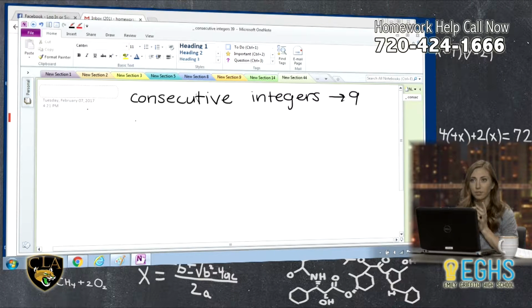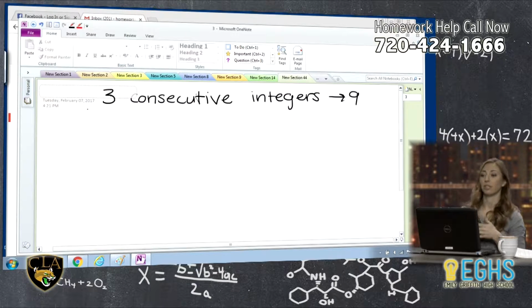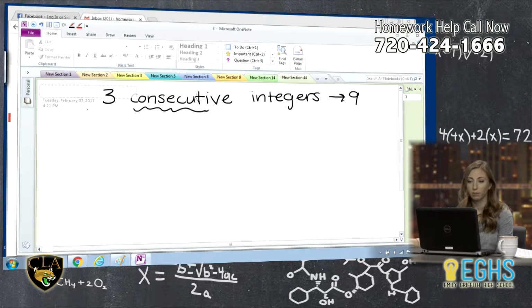Our task again was to find 3 consecutive integers that add up to equal 9. So first, maybe would be dissecting these words. What does this mean, consecutive integers?